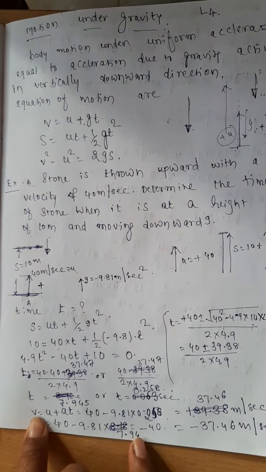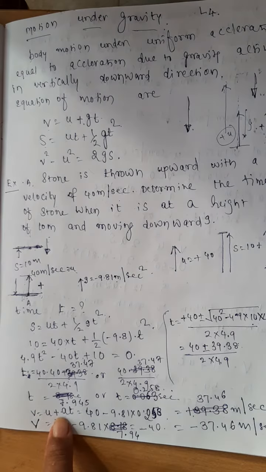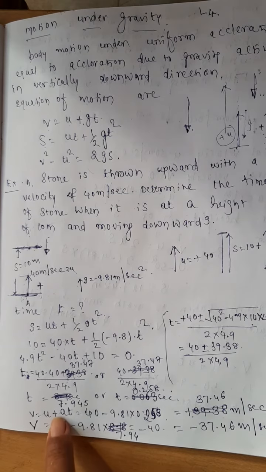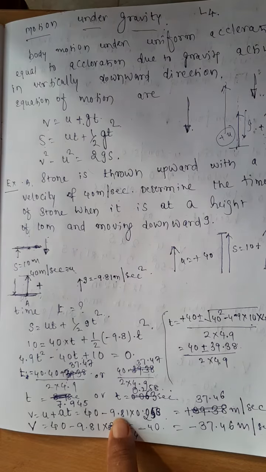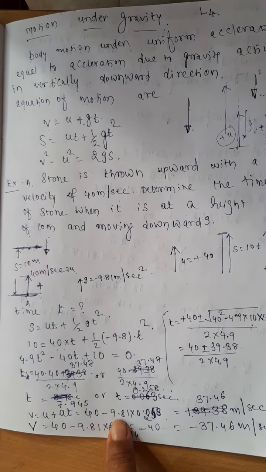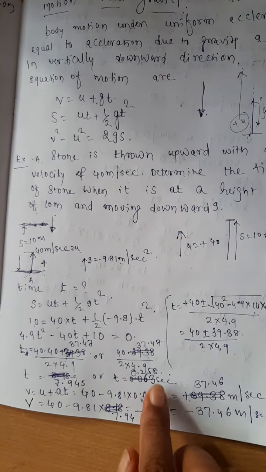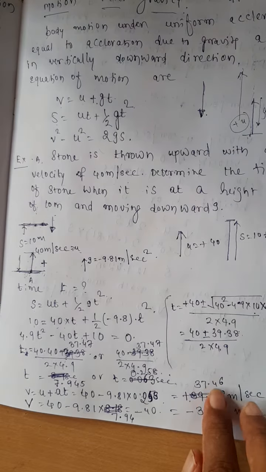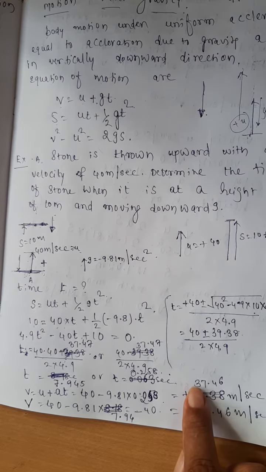At the first instant, final velocity I want: v is equal to u plus a into t. u is 40, a is, as the body is moving in the upward direction and acceleration is in the downward direction, therefore a is equal to minus 9.81 and t is 0.258 second. If you solve it, you will get a velocity equal to 37.46 meter per second.